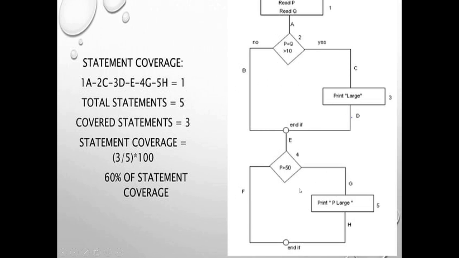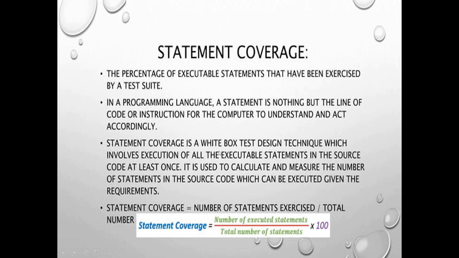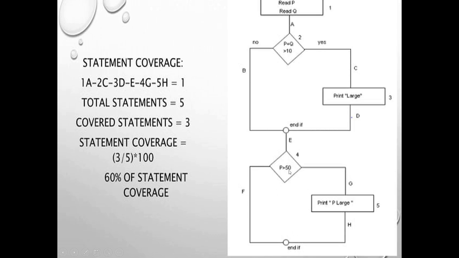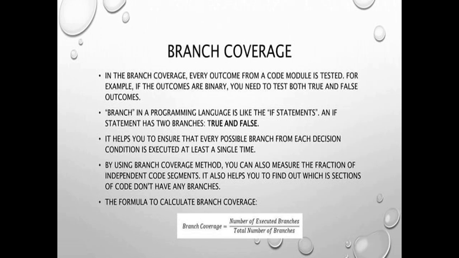From the covered statements, what's the formula we already saw? Executed statements to the total number of statements. How many statements we examined, that is the covered statements. Covered statements is 3, right? Total number of statements is 5, into 100. So the statement coverage percentage is 60%. Understand? Yes. Next we come to branch coverage.